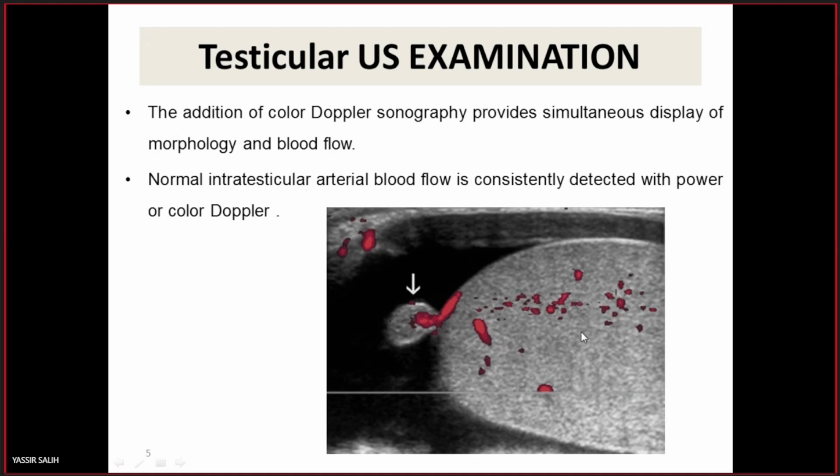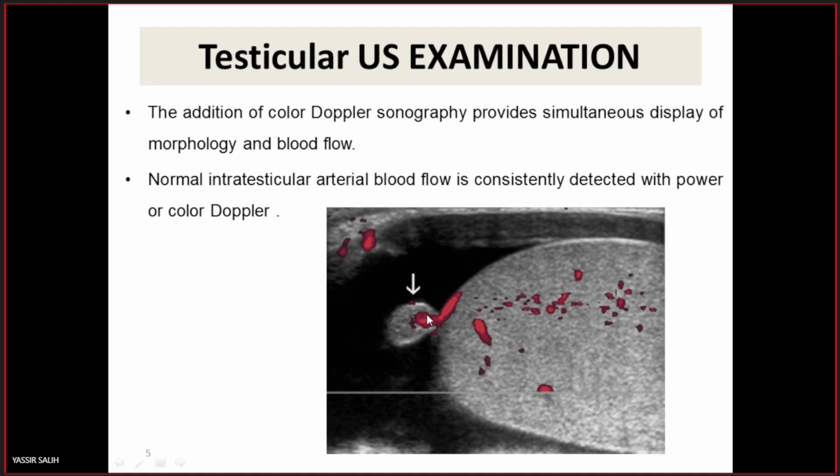In this image, you can see this is the testis and this is the epididymis surrounded by fluid, hydrocele, and this is the skin of the scrotum. If you look carefully, you can see the red color, and you can see also this box.